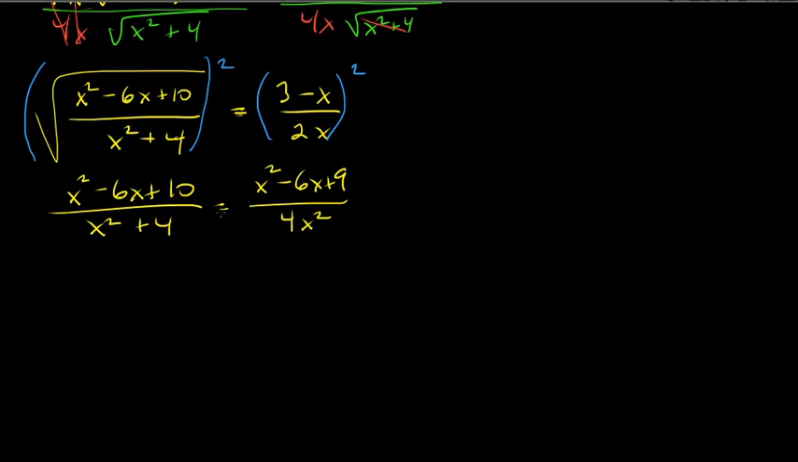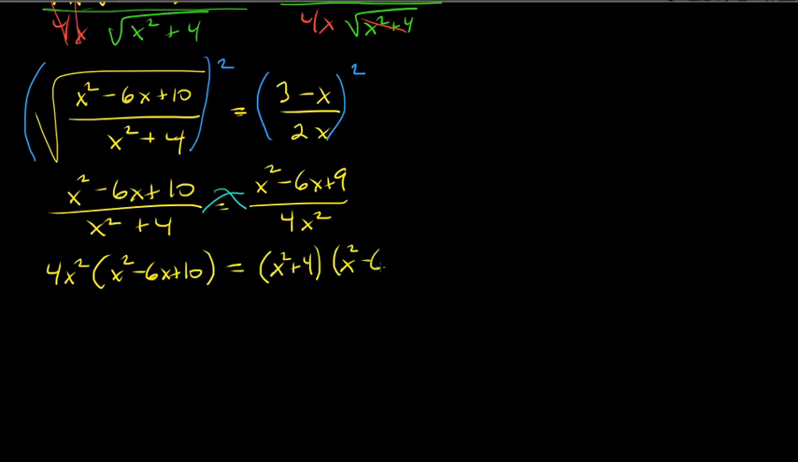And now what? Well, now we have a fraction on both sides, so we can cross multiply again. So it's just back and forth, algebra, back and forth here, right? So 4x squared times x squared minus 6x plus 10. And that's going to equal, well, x squared plus 4 times x squared minus 6x plus 9. This does not look fun. But it's all just going to be a polynomial now, right?